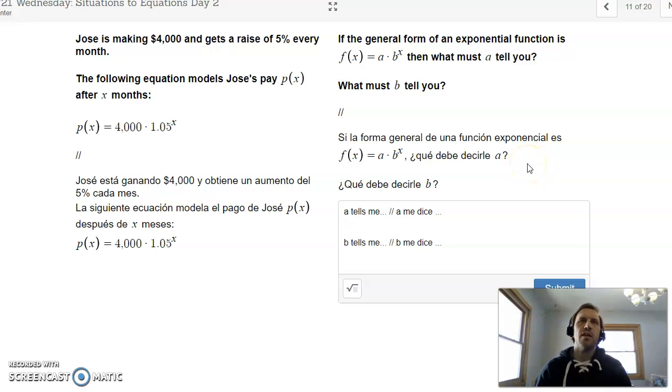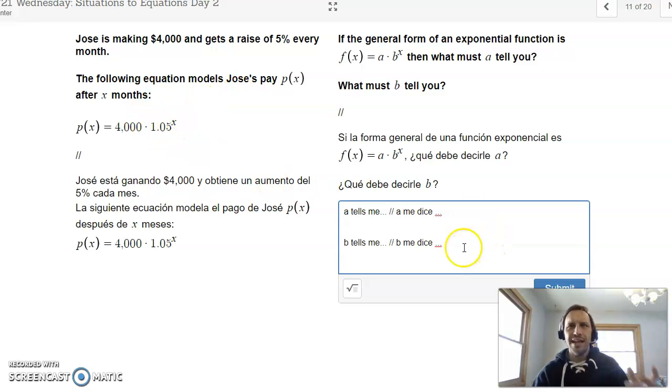So this should look pretty normal to you, right? We have our question here that Jose is making $4,000 and gets a raise of 5% every month. This equation right here models that for us. So look at this equation right here. P of x equals 4,000 times 1.05 to the x power. Do you see how the A is right here, 4,000? The B in this case is 1.05. So take a moment and say, what is the A telling me and what is the B telling me?